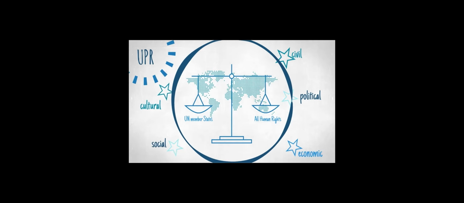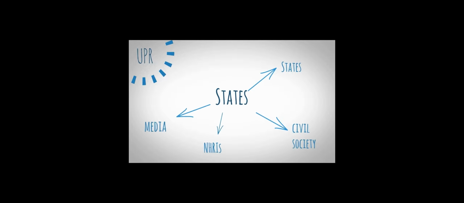The UPR is a truly universal process as it reviews all UN member states and takes into consideration all human rights, from civil and political rights to economic, social, and cultural rights, regardless of the size or human rights situation in a given state. At the UPR, states are reviewed by states. Nonetheless, civil society, national institutions, the media, and the citizens have a great role to play. They can provide information before the review of their states and assess and support the implementation of recommendations.